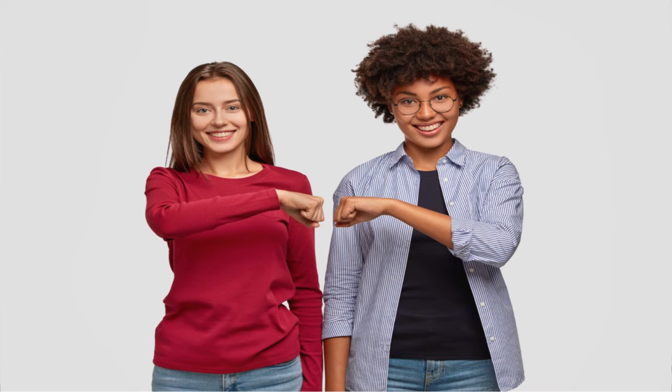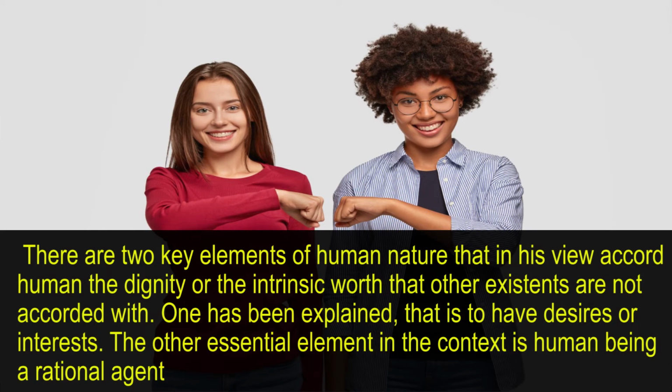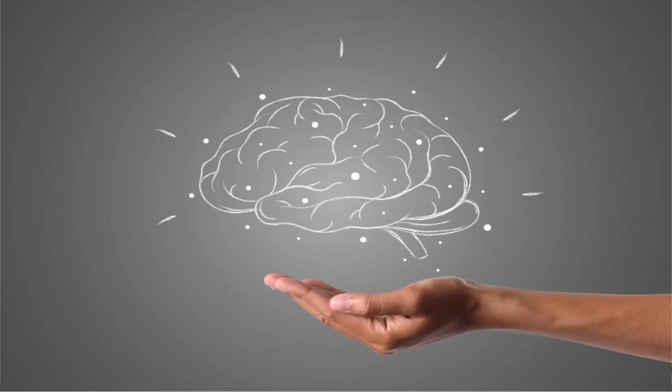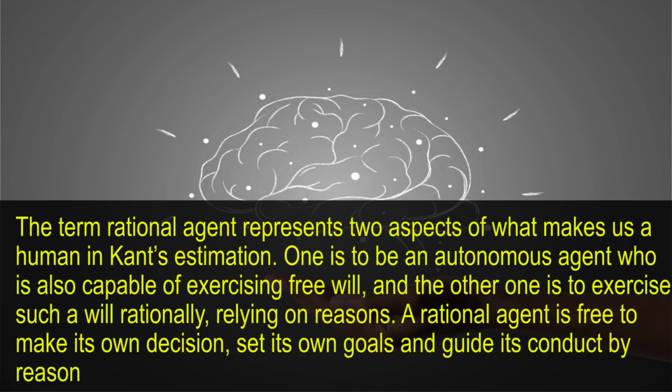Now, as mentioned earlier, there are two key elements of human nature that in his view accord humans the dignity or the intrinsic worth that other existences are not accorded. One has been explained to you already, which is what? To have desires or interests. The other essential element in this context is the human being as a rational agent. Now, what do we mean by rational agent here? The term rational agent represents two aspects of what makes us human in Kant's estimation. One is to be an autonomous agent who is also capable of exercising free will, and the other is to exercise such a will rationally, relying on reasons. So, a rational agent is free to make its own decisions, set its own goals, and guide its own conduct by reason.